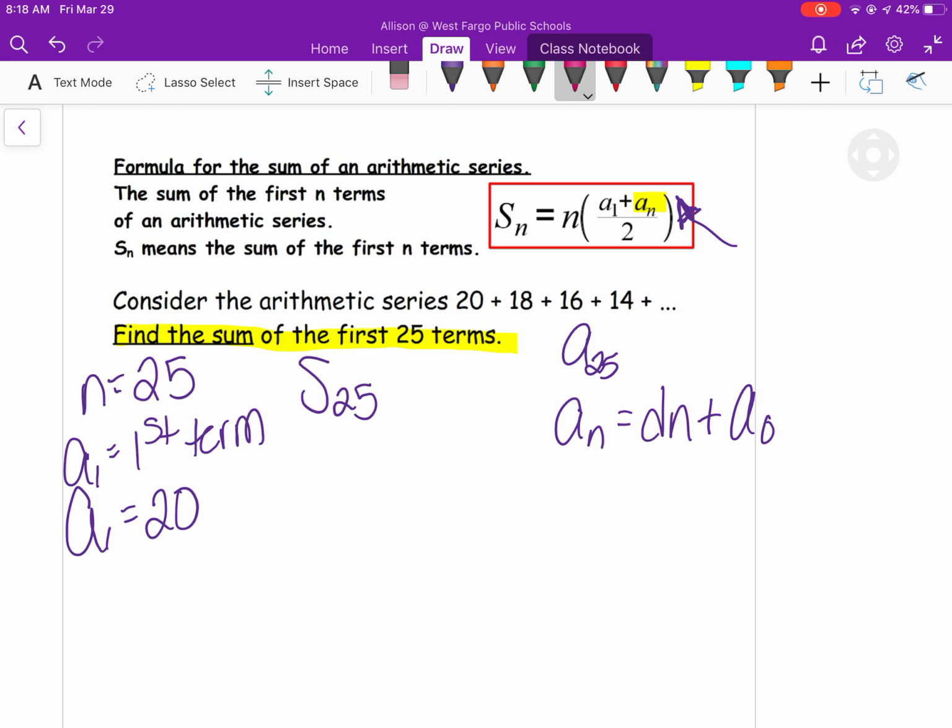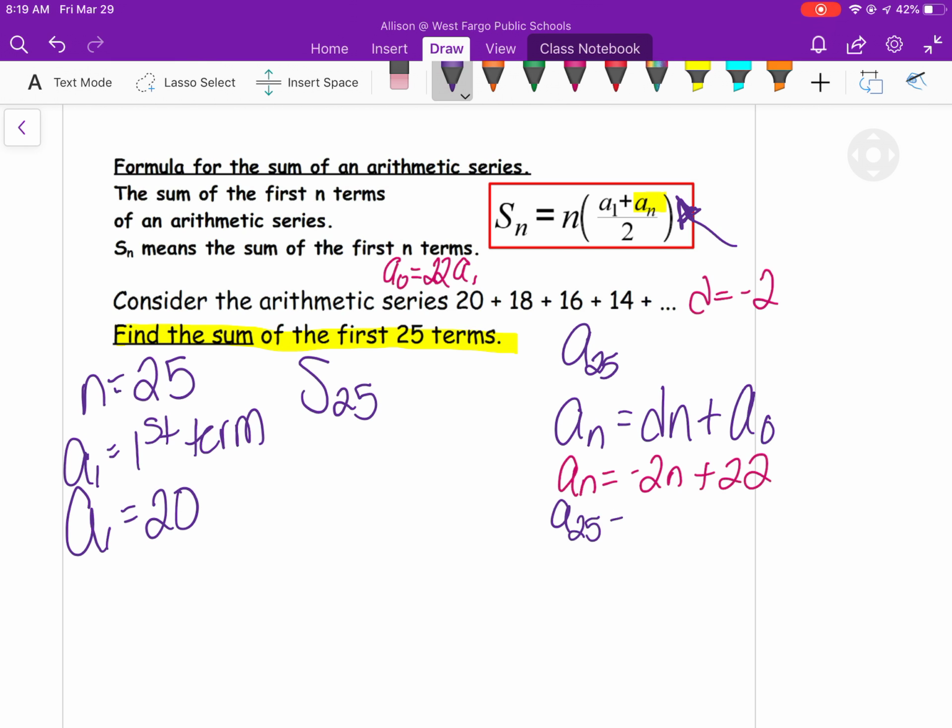So if we look at our series, we're going from 20 to 18, 16, 14. So it looks like our common difference, we're subtracting 2. So we're going to have a common difference of minus 2. Then if we go backwards, if this is our first term, our term before the first term, our a sub 0, since we're subtracting 2, adding 2 will give us 22. So a sub 0 will be 22. So we can write our a sub n equation as negative 2n plus 22. Then we can use that to find our a sub 25, our 25th term.